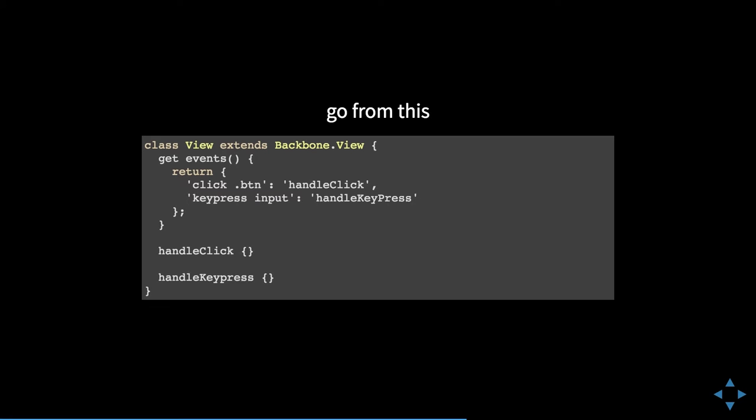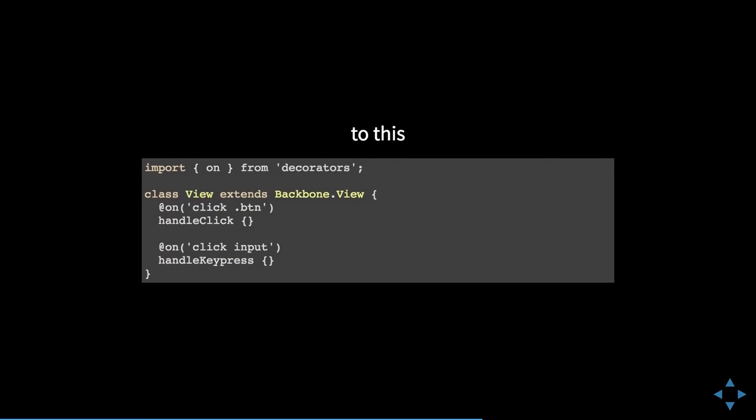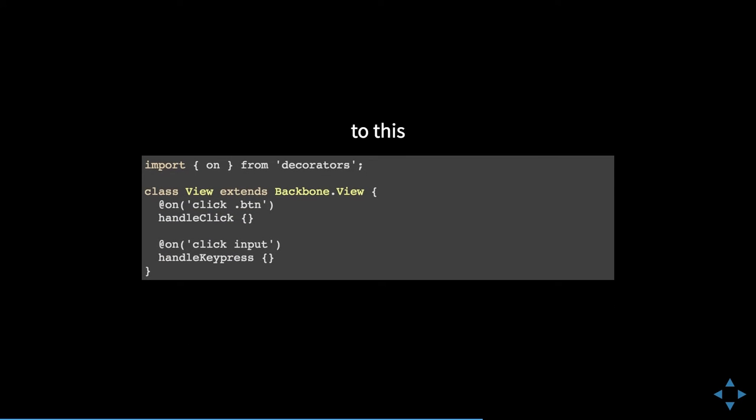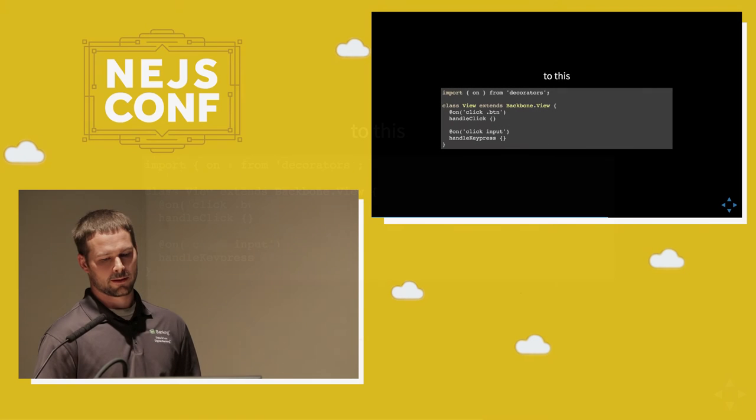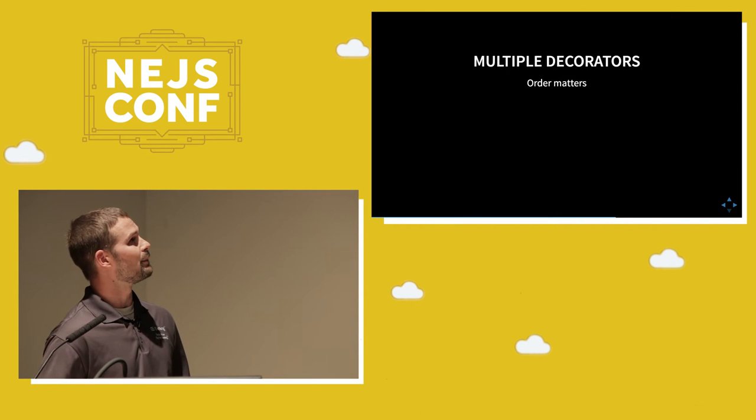The other one that was really cool that we'll see is events. So in Backbone, you have to define events as this events object, and then you obviously have the methods that they're going to call. What I was able to do is to go to something more like this, where I created a decorator called on, where we could mark up the specific method that was going to be called with the event that we wanted to trigger it. So this made me a lot happier.